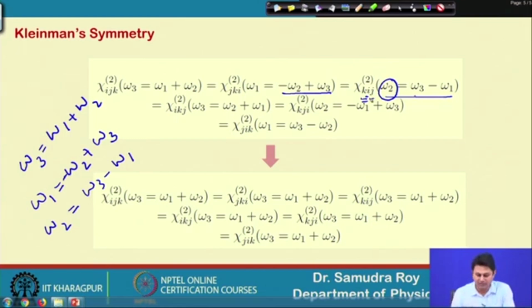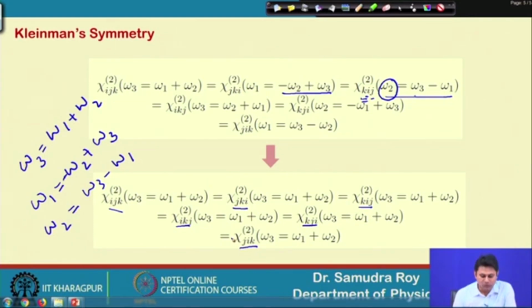So, all the combinations are the same if I consider that the susceptibility does not depend on frequency. That means there is no dispersion in the system. If we assume this, then all the permutations of the ijk components, ijk, jik, kij, will eventually have the same value, because I am not considering their frequency dependency. So in all cases I just write omega 3, which is equal to omega 1 plus omega 2 and so on. They do not depend on the frequency at all.